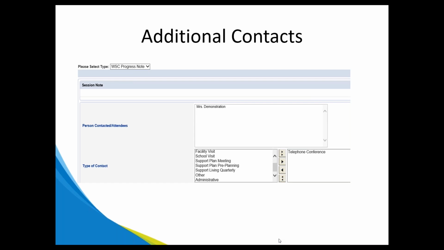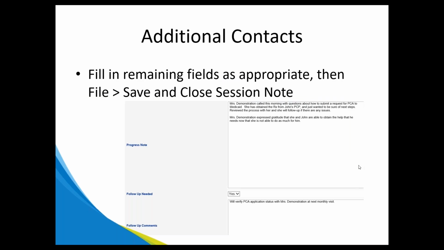So you guys will get very comfortable and very familiar with this pretty quickly because you do a lot of documentation. Again, on this one, you're going to do the same thing that you did. You're going to choose WSC progress note, who did you talk to, what type of contact it was, and then the information in the progress note and whether or not there's any additional follow-up that you need to do.